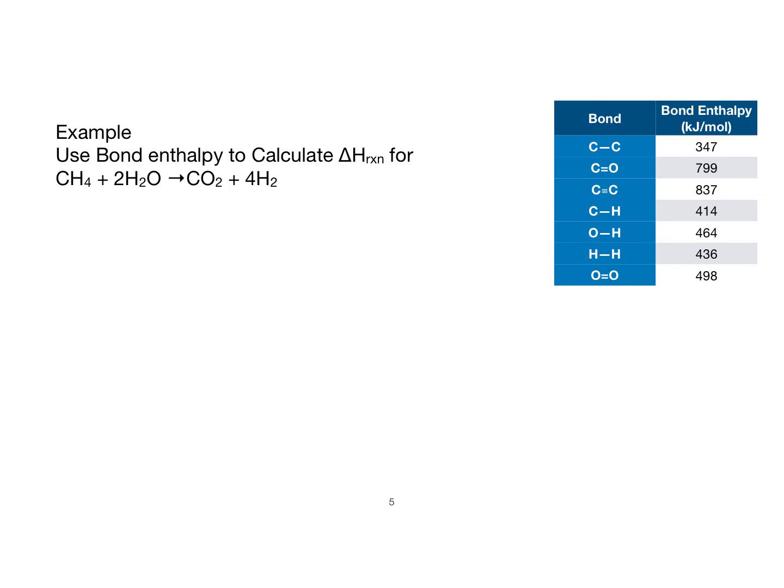So in this calculation, it asks us to use the bond enthalpy, and we're provided a table to calculate delta H reaction for methane plus water goes to CO2 plus 4H2. So the first thing we need to do is draw our Lewis dot structures. So I'm going to draw the Lewis dot structures of the reactants first. Once I draw the Lewis dot structures of the reactants, I'll draw the structures of the products.